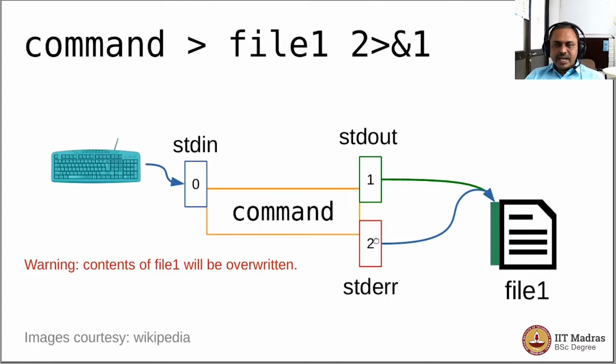2 greater than indicates the standard error, and the ampersand and 1 indicate that it should be redirected to the file pointer 1, which is standard out. It means that the standard error will also go to the same file, file 1. So here is a very neat situation where the output from the command as well as the error from the command are both sent to the same destination file, which is file 1. The usual warning about the file 1 being overwritten and permissions to create that file should be provided, etc.